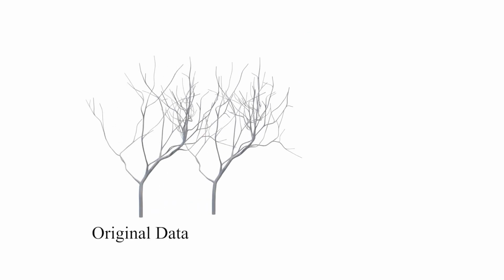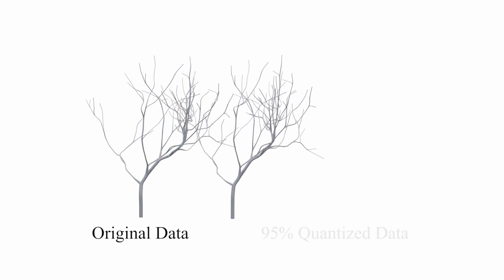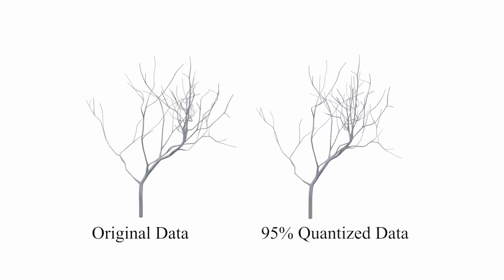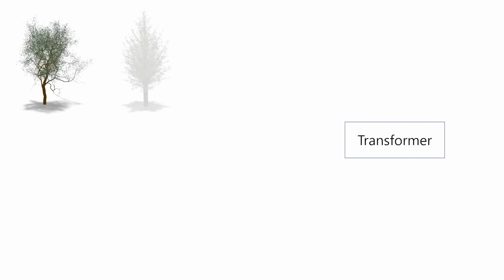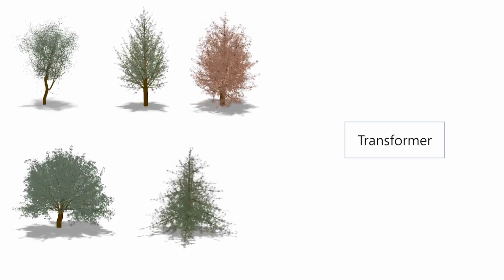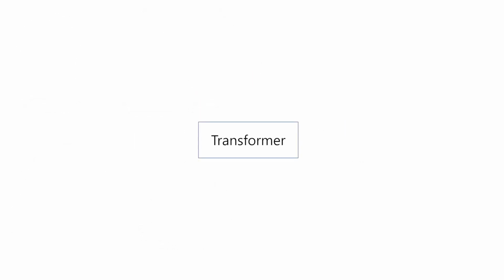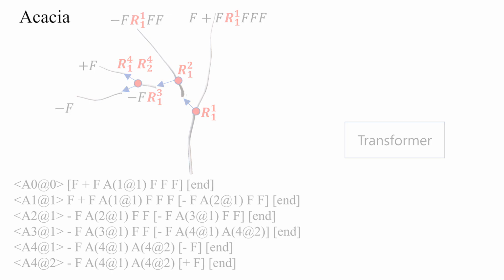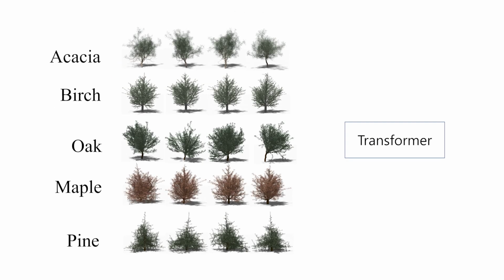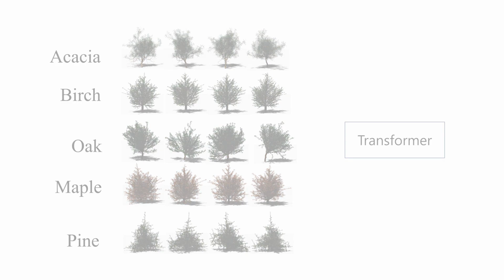We show that a quantization of up to 95% does not alter the shape significantly. However, it compresses the strings by 44.2% in our experiments. A transformer model based on sequence to sequence is trained for each species: acacia, birch, maple, oak and pine. We encode the rules into transformer tokens. Note that we train the transformer per each level of hierarchy, branching level. The rules are then used to train one transformer per species.